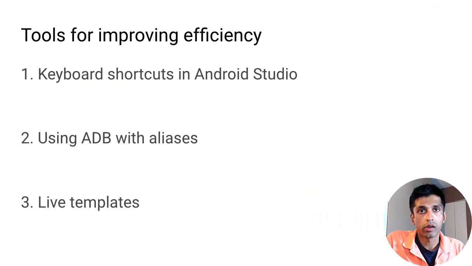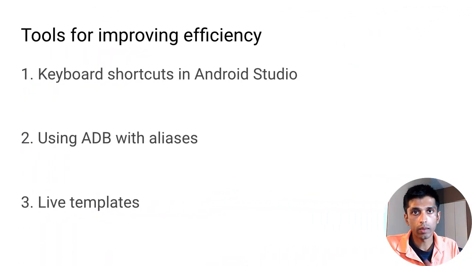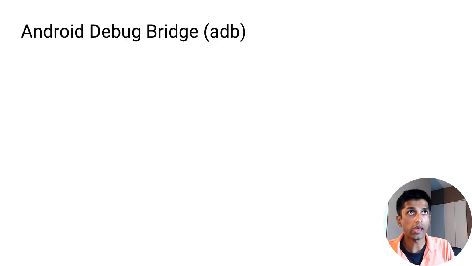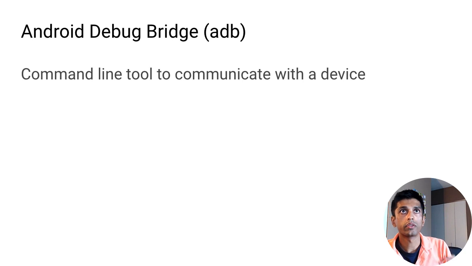Most Android developers are probably already using keyboard shortcuts to some extent, but the next category of improving our efficiency, I think, is not known about or not used as much as it should be, and it can actually be a really powerful way to automate some of the interaction with your Android device. And so what I'm talking about is ADB, or Android Debug Bridge, which is a command line tool to communicate with a device.